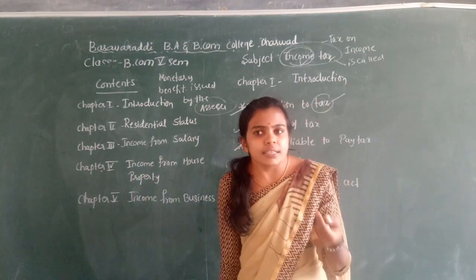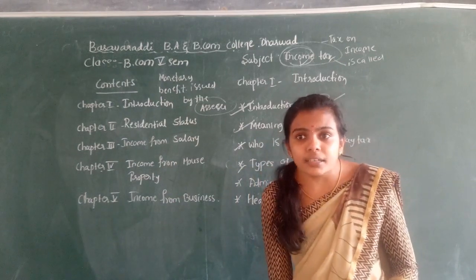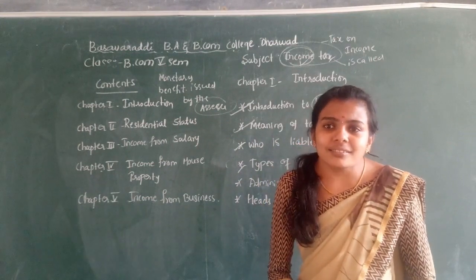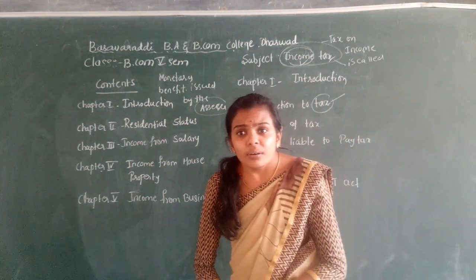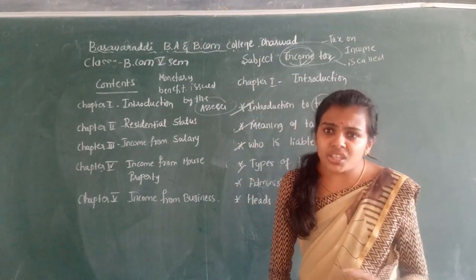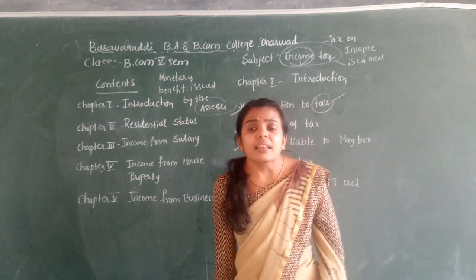When the tax is collected in the first instance from one person, that person can pass it on to the other person with whom he is engaged in a transaction. That is called indirect tax. For example, sales tax.